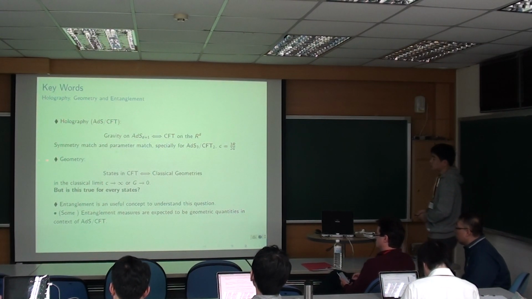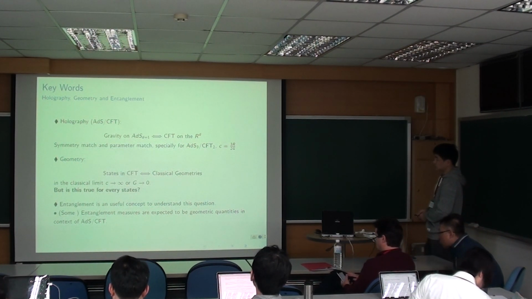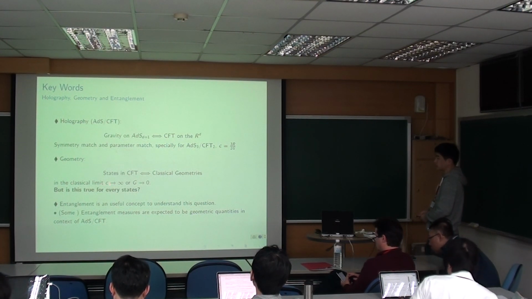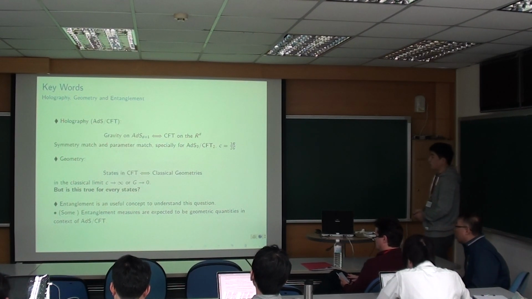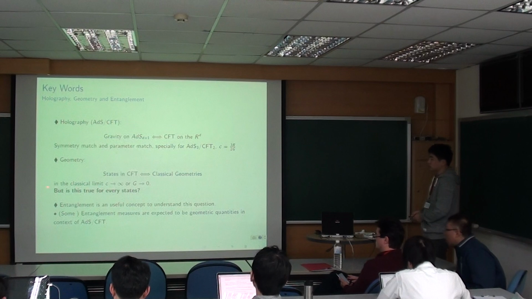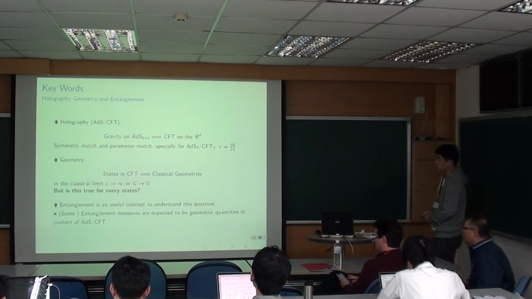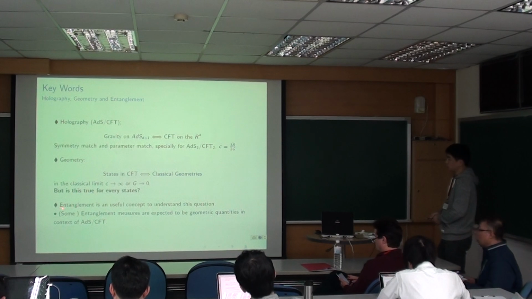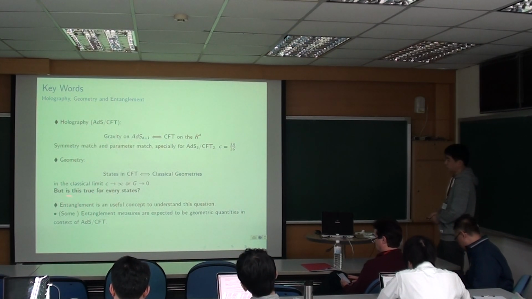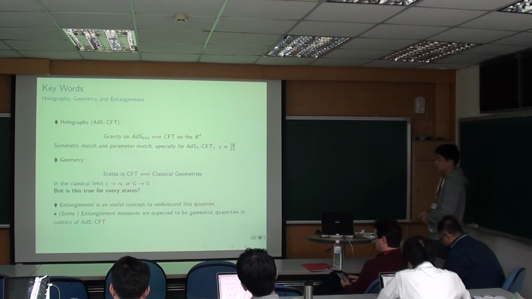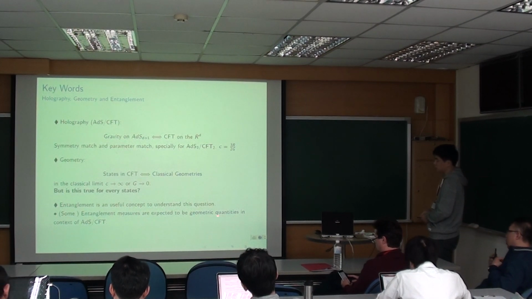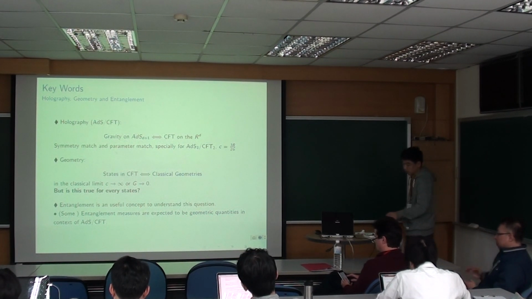Another concept is the geometry in AdS. It is dual to some state in the CFT. We know that the geometry is a classical one. So we mainly want to study the question of whether this is true for every state. We will use entanglement to answer this question, or partially answer it, because entanglement is a very useful concept for understanding this. It is because some entanglement measures are expected to have a geometric correspondence in AdS/CFT.